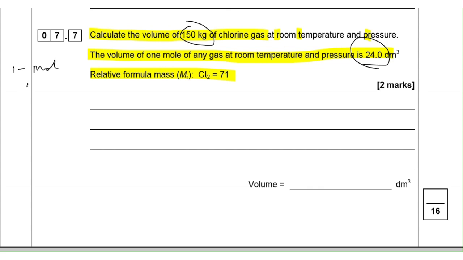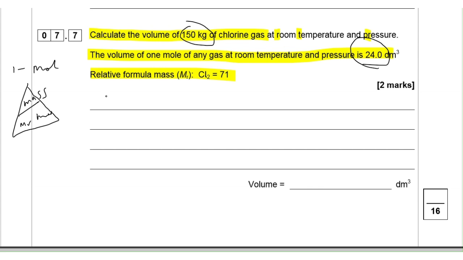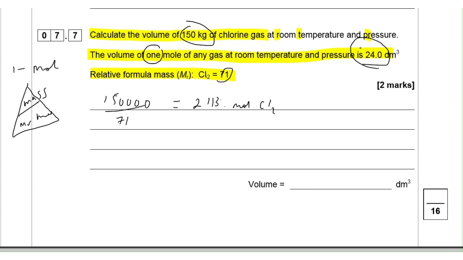In most of these calculation type questions, you need to work out the moles of something. So we've got 150 kilograms of chlorine gas. So using Mr. Moles with the mass on his head, we need to divide the mass, 150 kilograms, by the Mr, which is 71. This time we must convert the kilograms to grams, so we've got 150,000 grams divided by 71, and that equals 2,113 moles of chlorine gas. 1 mole is 24 decimetres cubed.